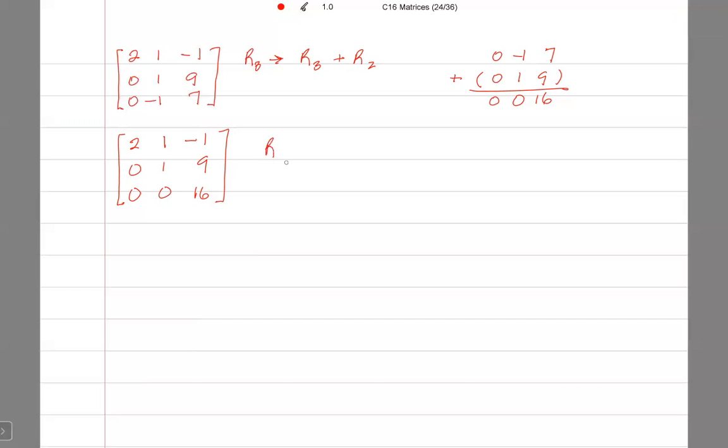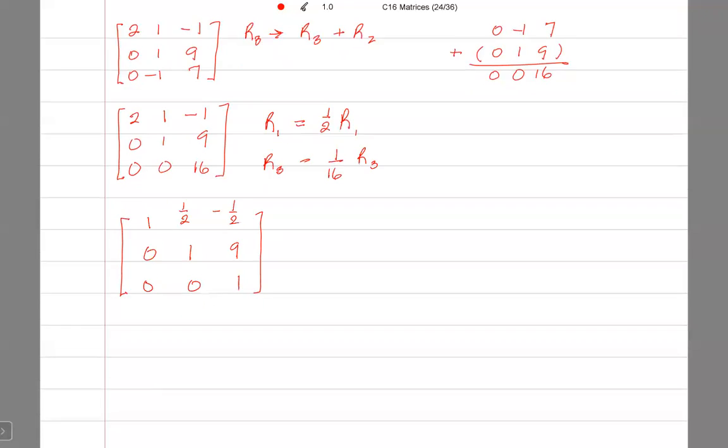So row 1 is going to become a half of row 1, and row 3 is going to become 1/16 of row 3. So the new matrix is going to be 1, a half, minus a half. I multiplied all the elements of row 1 by a half. Row 2 is 0, 1, 9, and row 3 is 0, 0, 1.